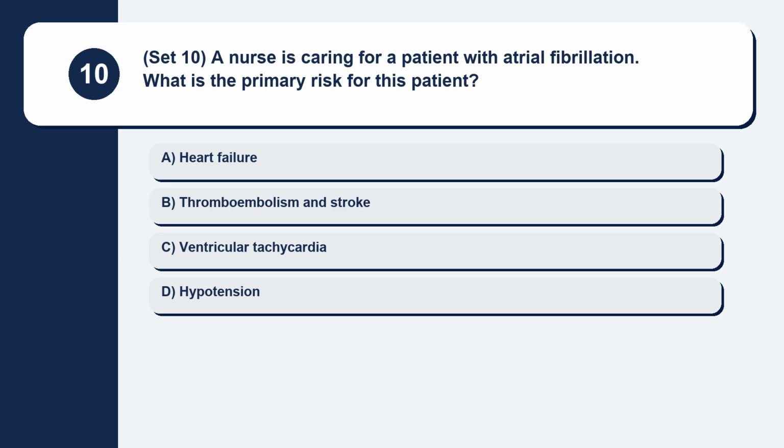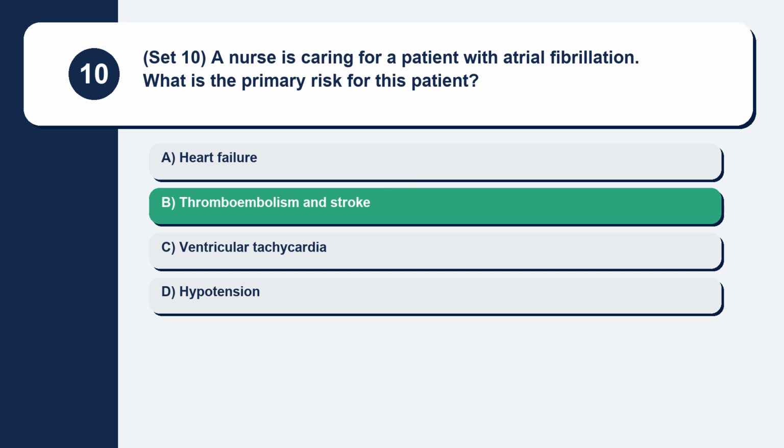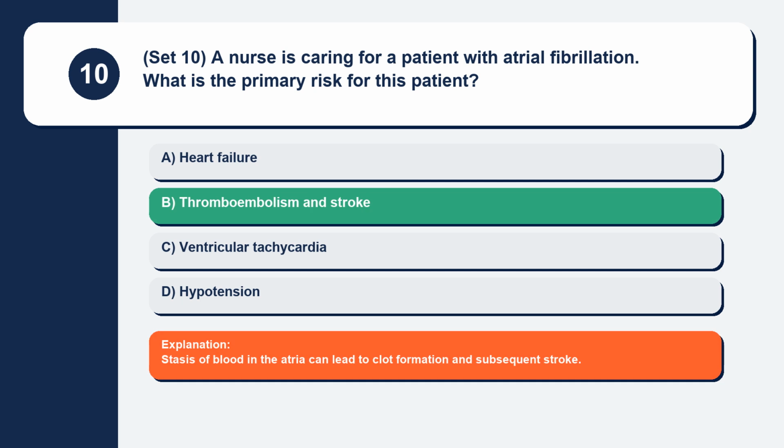Question 10. Set 10. A nurse is caring for a patient with atrial fibrillation. What is the primary risk for this patient? Heart failure, thromboembolism and stroke, ventricular tachycardia, hypotension. Stasis of blood in the atria can lead to clot formation and subsequent stroke.